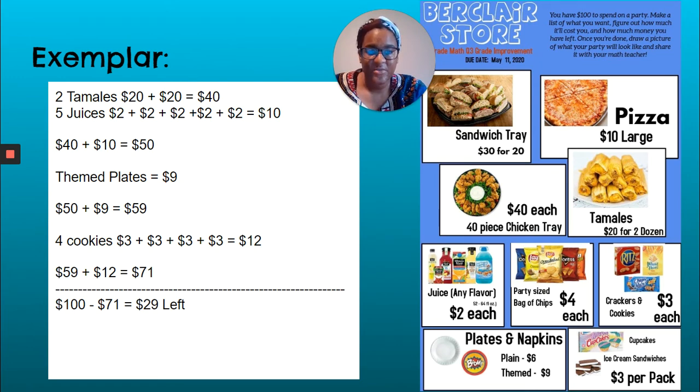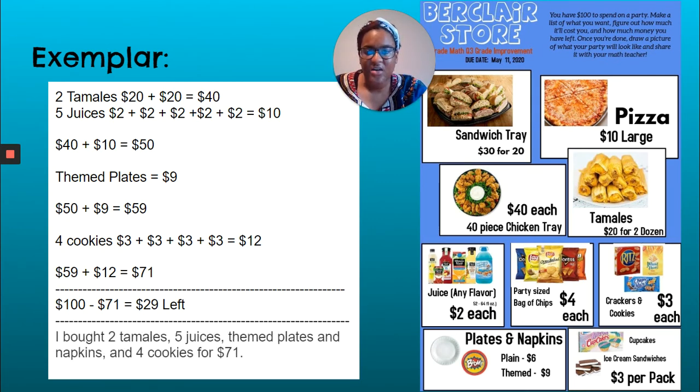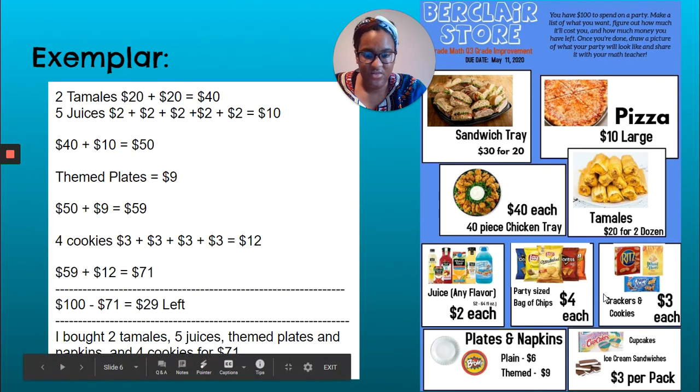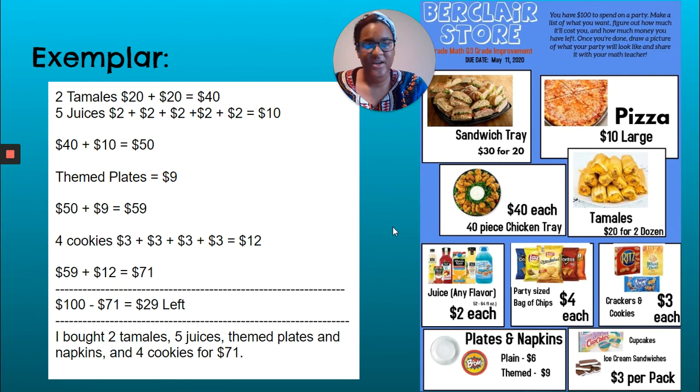So now the last thing I want to do before I turn this in to my teacher is I want to list what I have at the party. So I bought 2 tamales, 5 juices. I bought themed plates, not the plain plates, because I want you to know that I'm having a tropical themed party, and napkins. And then I bought 4 types of cookies, and it all cost me $71. So make sure you have a statement like that in your work. Remember, you saw that I did my work on my hands through a video, but you can write down and show your work on your paper so that your teacher knows what you did.